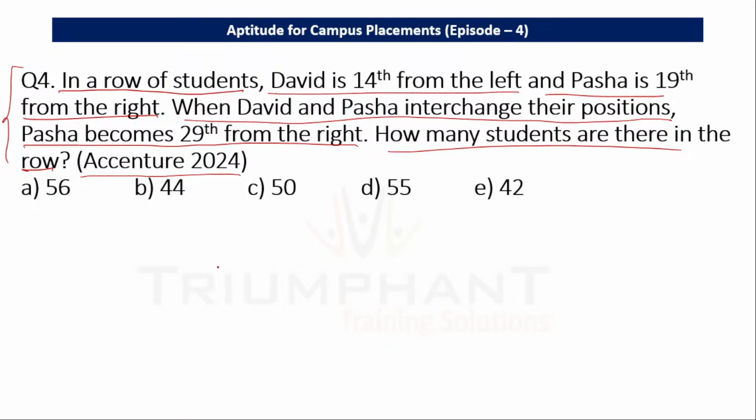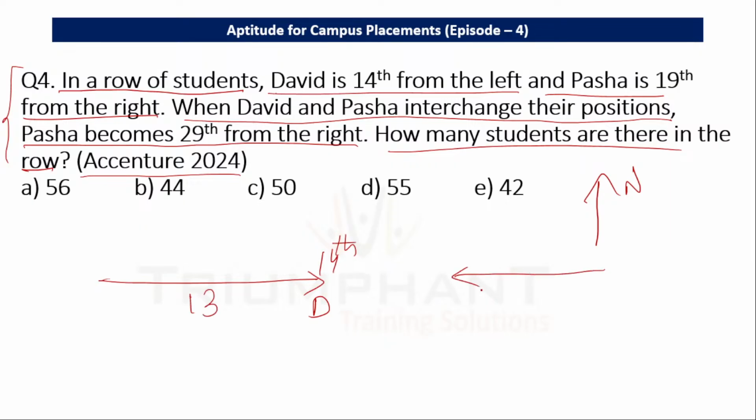Right. So here is the solution. If I assume that they are all facing north, David is 14th from the left. Then how many to his left-hand side? 13. Pasha is 19th from the right. Then how many to the right-hand side? 18. If they interchange their places, you will get Pasha here, David here.